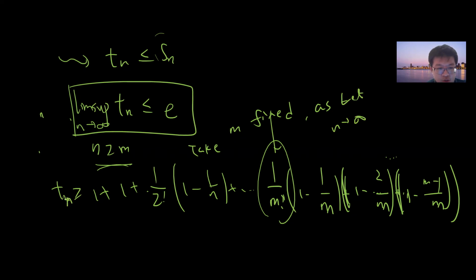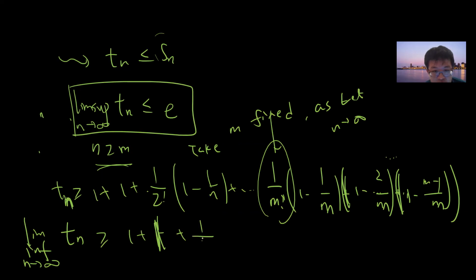So this Tn, you get your limit inf, right? Because your Tn is now fixed, bounded by n. So limit inf only cares about the infinite behavior of your series. So this guy is greater or equal to 1 plus 1 plus 1 over 2 factorial, and so on. So this got killed by this, right? So this is Sn. Okay, so then you take m to be infinity.